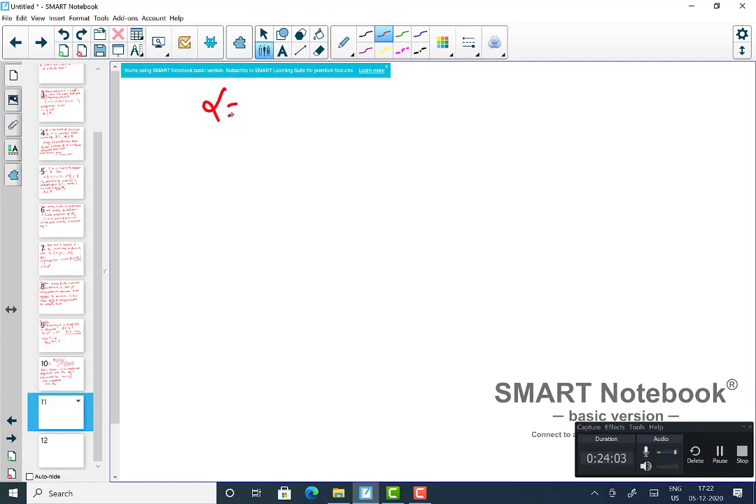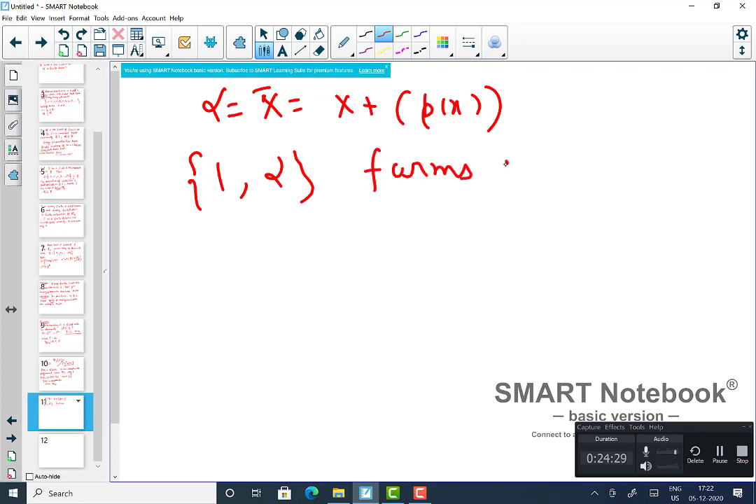So I write down alpha equal to, say, x bar, which is nothing but x plus the polynomial generated by p(x). Okay, and what do we prove? This is a degree 2 polynomial, so we have to go to degree 1. Thus 1 and alpha form a basis over F2. This theorem we already proved in the last lecture. Okay, this forms a basis.